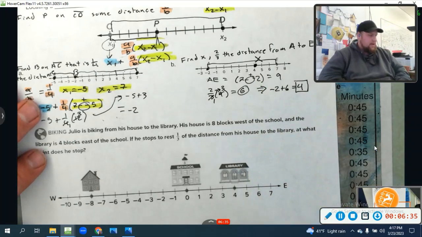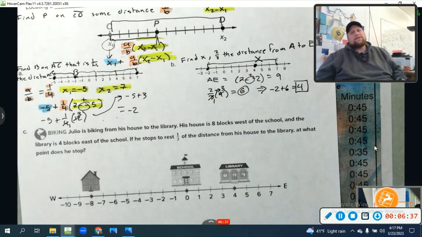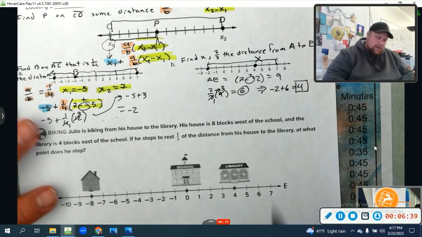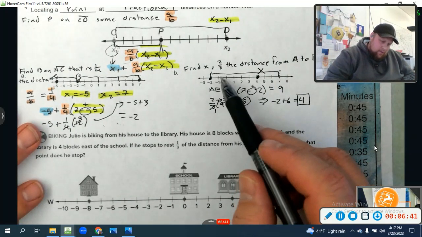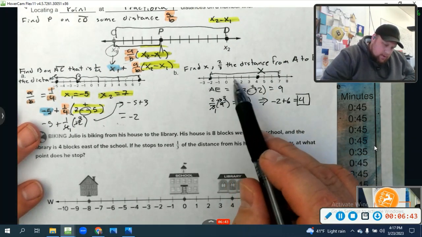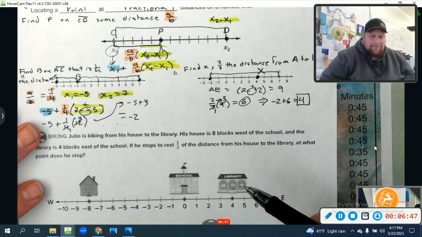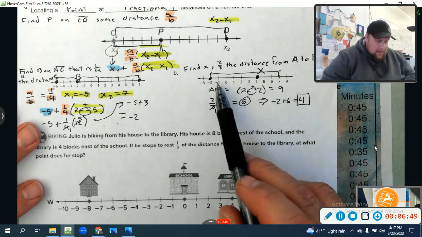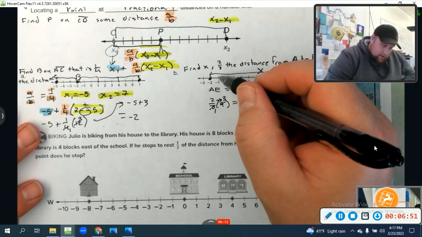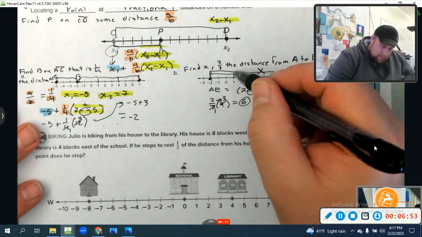1, 2, 3, 4, 5, 6, 7, 8, 9. Right? It's 9 in between. That's what I got. And if I were to separate this into 3 parts, 1, 2, 3, they both end up being parts of 3. Notice that x is at that 2/3 part. Okay? Perfect. Life applications right here.